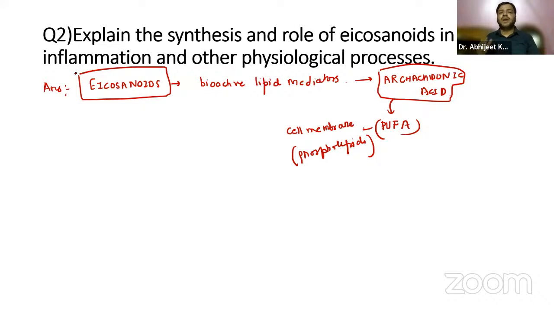What are these? These are the bioactive lipid mediators that are derived from arachidonic acid. Arachidonic acid, you already know, is a polyunsaturated fatty acid that is found in the cell membrane in the form of these phospholipids. Now, these eicosanoids have various roles in various physiological processes, such as inflammation, immune response, homeostasis. So let us try to discuss all the roles that are necessary.